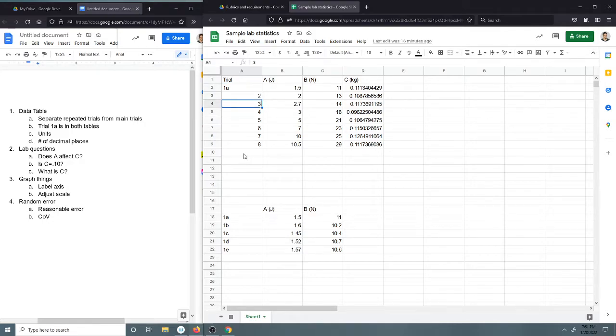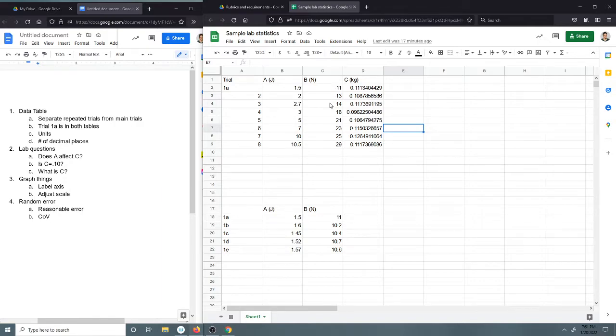The next thing to notice is that these have units with them. They're labeled A, B, and C, which are just made up things, and I gave them made up units. The units don't match whatever I'm trying to calculate, but you should have units there.